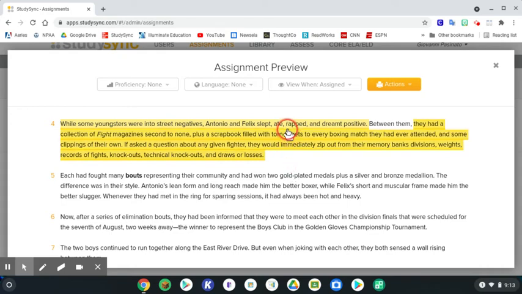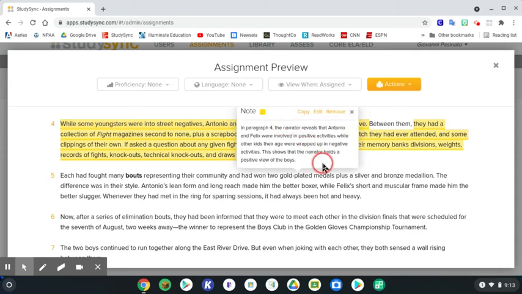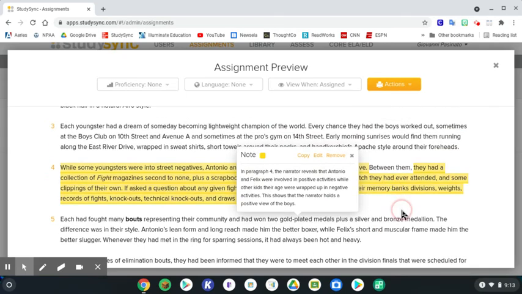I annotated the first sentence completely from beginning to end, what I saw here. The narrator reveals that Antonio and Felix were involved in positive activities, while other kids their age were wrapped up in negative activities. Now, why is this important to understanding the boys? This shows the narrator holds a positive view about the boys. These are not bad kids, these are good kids, and all they are involved in are good activities.